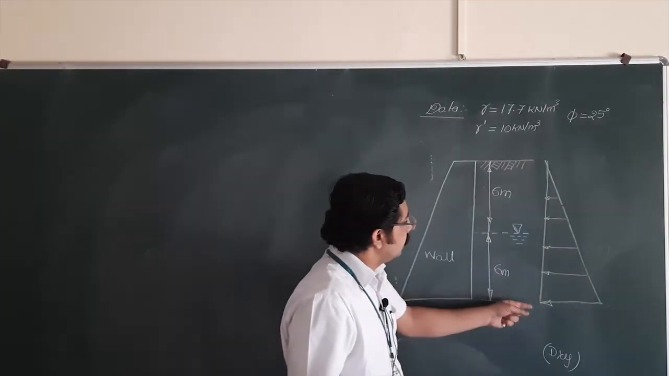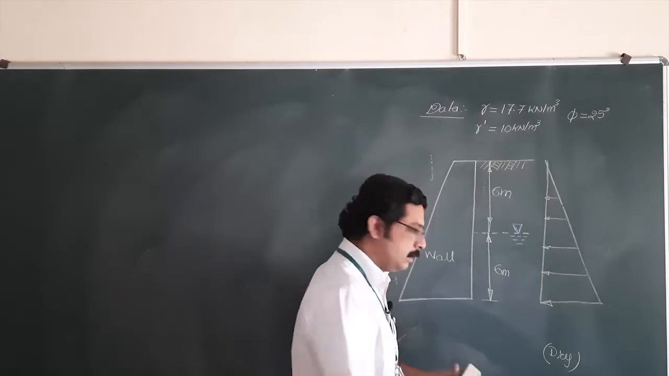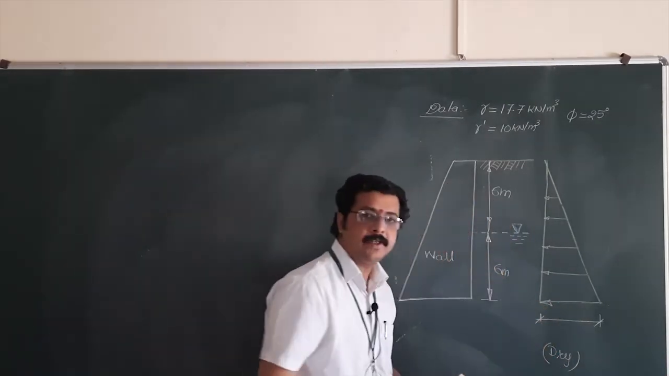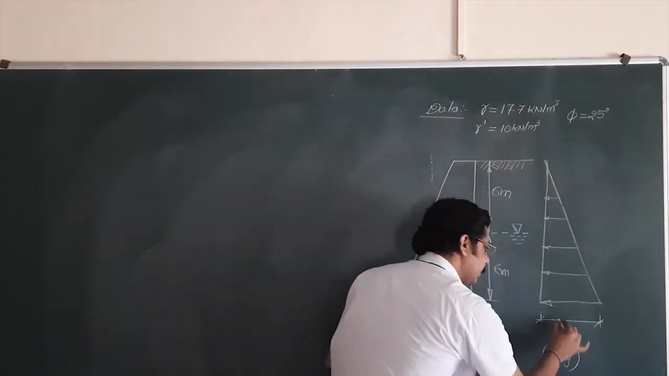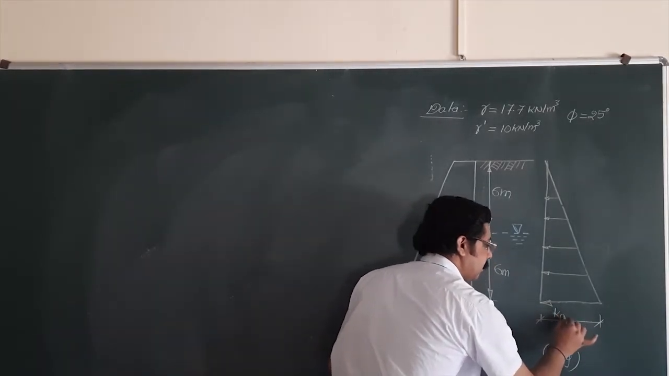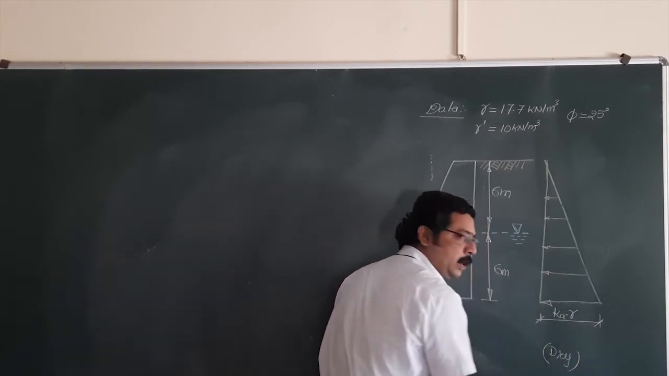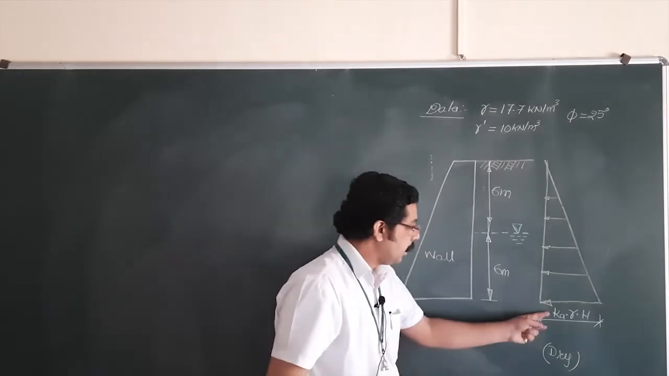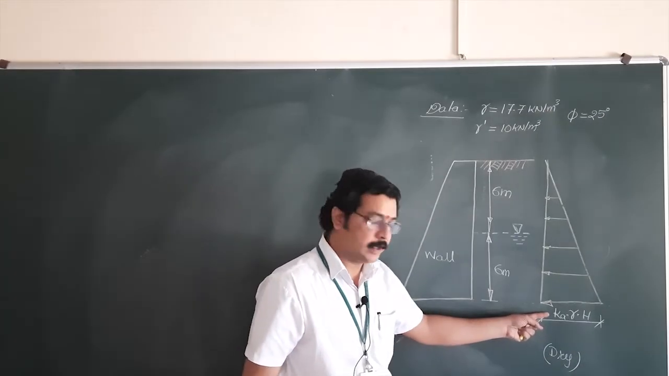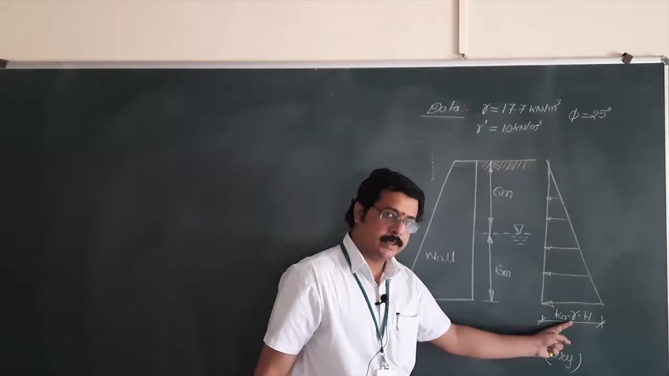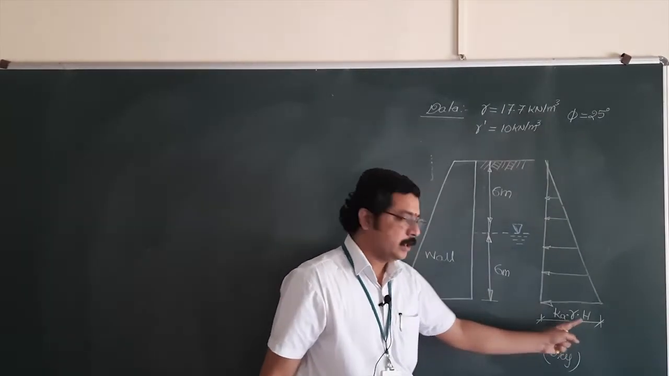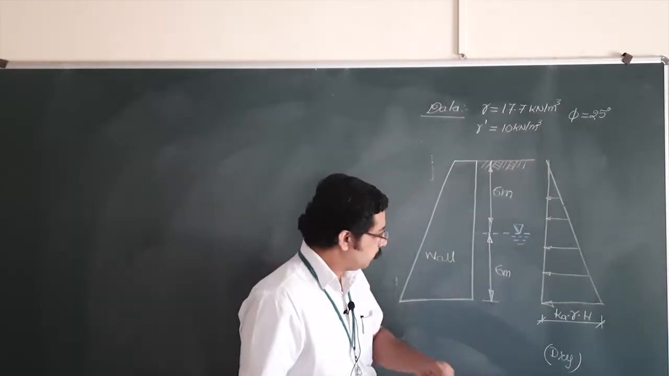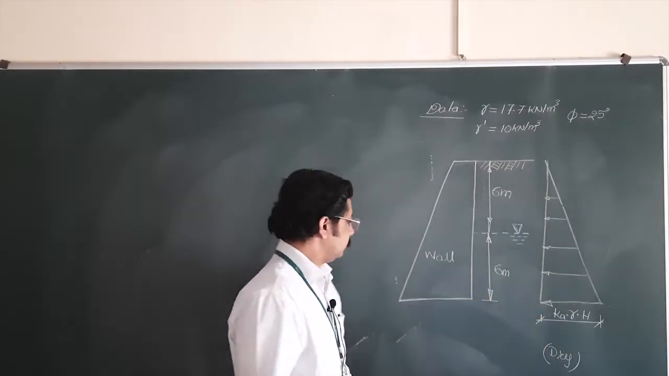Okay. Now the base of this triangle will have the max value of the pressure. What will be this? It is going to be Ka multiplied by unit weight multiplied by capital H. Ka is coefficient of earth pressure in active condition. Gamma is unit weight of the soil. H is the total height of this wall, which is 12 meter. So our first job is to find out Ka. Let us find out that.